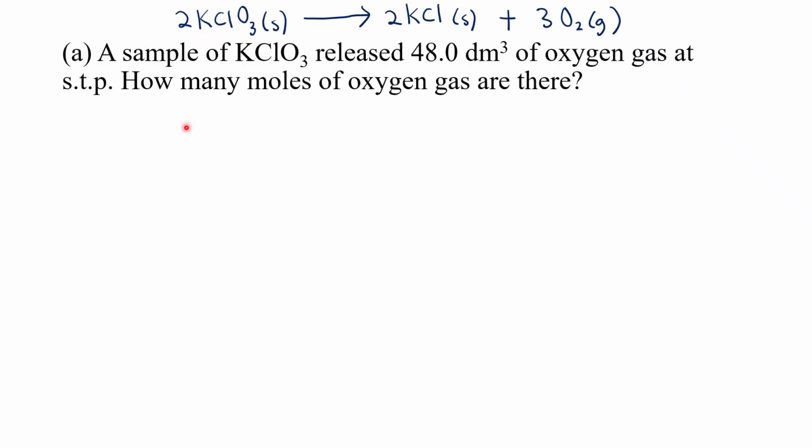Alright, so we are now referring to this chemical equation. A sample of potassium chlorate released 48 decimeter cube of oxygen gas at STP. So how many moles of oxygen gas are there? So di sini kita ada nampak ada beberapa terms, okay, yang kita kena clarifikan dahulu. So first of all, decimeter cube. So di sini you have to tahu iaitu 1 decimeter cube also equivalent to 1.0 liter.